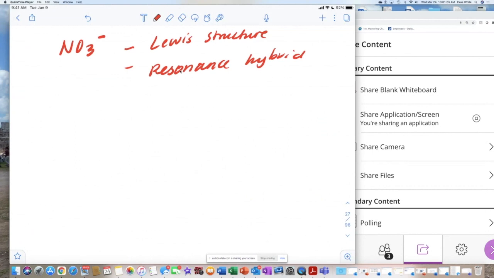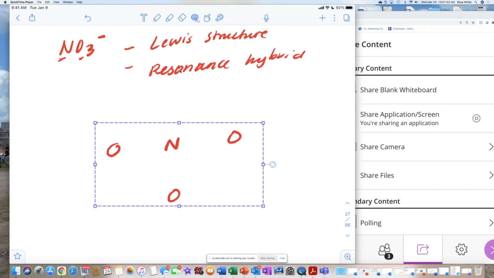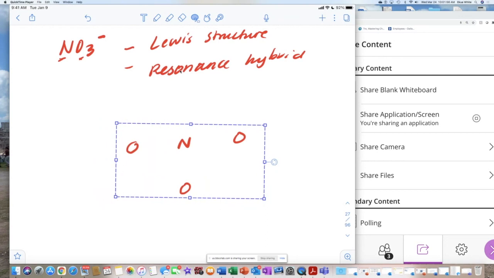Okay. So let's start from the beginning. Nitrate. With nitrate, I have 1 nitrogen. So I put the N in the middle. And I have 3 oxygens. So 1, 2, 3. I keep writing so big. I don't know why I keep doing that. I'm so used to spreading things out because I use the board.